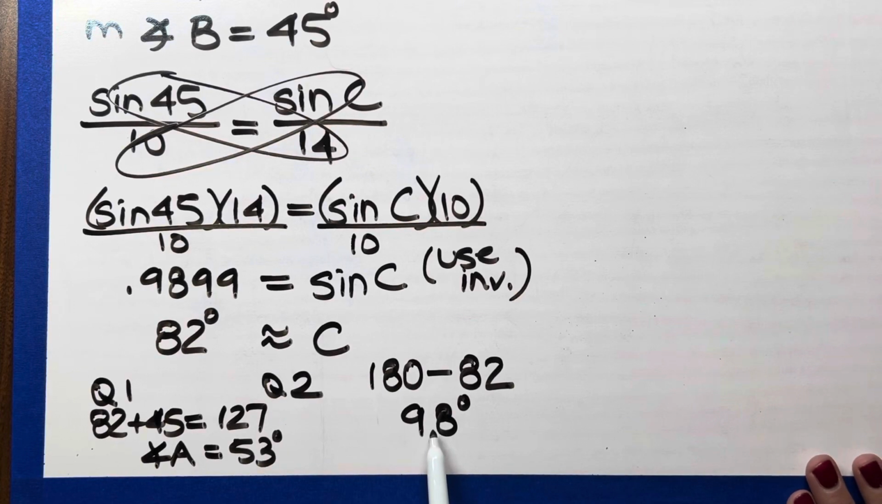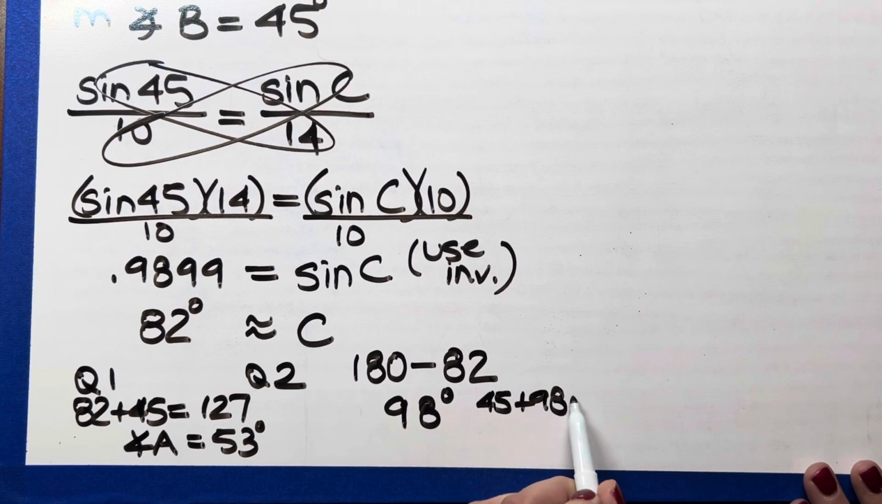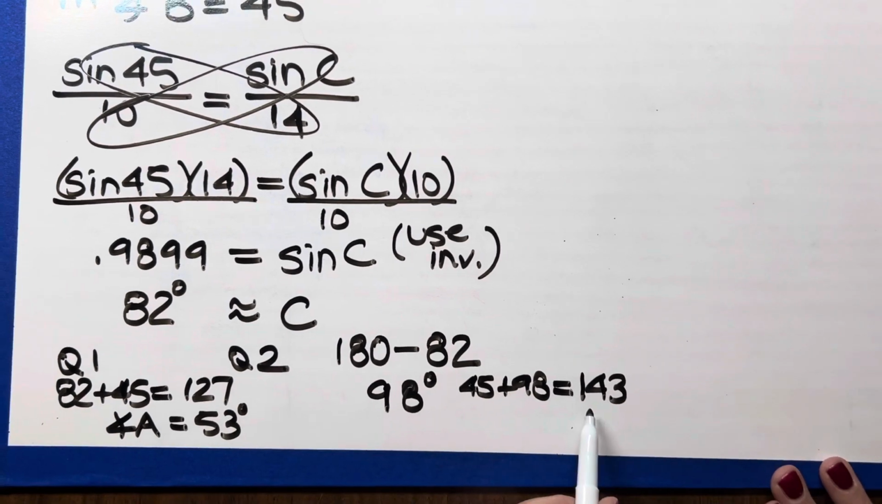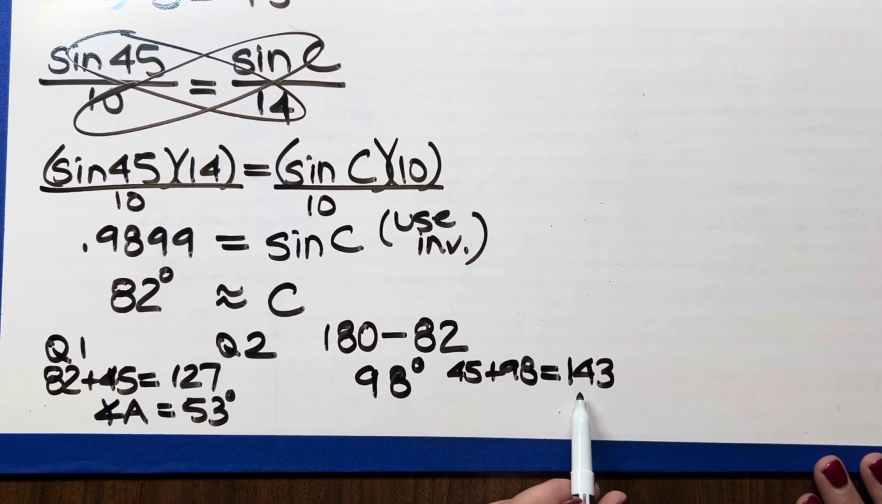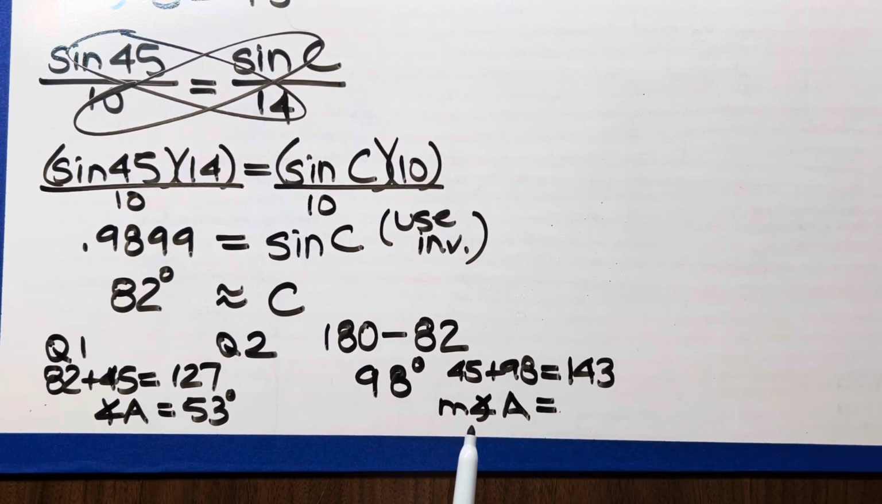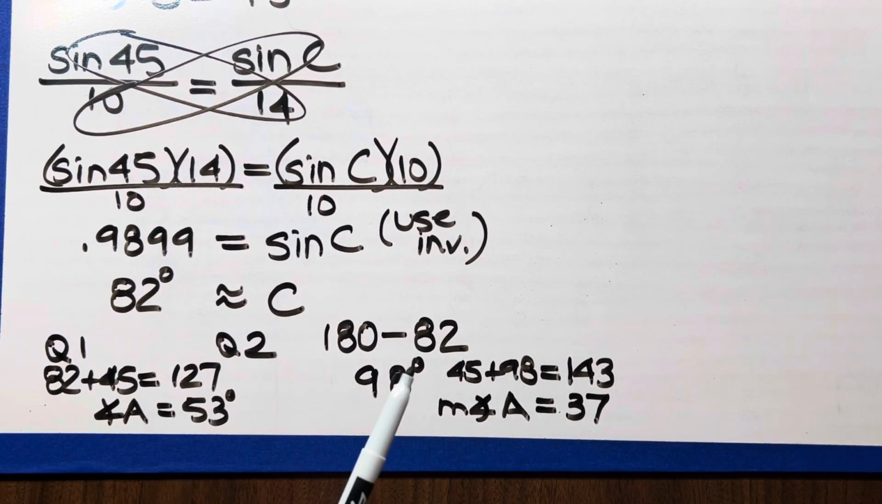But with my 98, I'm going to take my 45-degree angle plus my 98 degrees, and I'm going to add that up. And I get 143. And guess what? I still have enough left over from my 180 degrees in my triangle so that I can make another triangle. So this triangle would have a different measure for angle A. If I subtract 143 from 180, I'm going to get 37. So my second triangle would be a 45, a 98, and a 37.